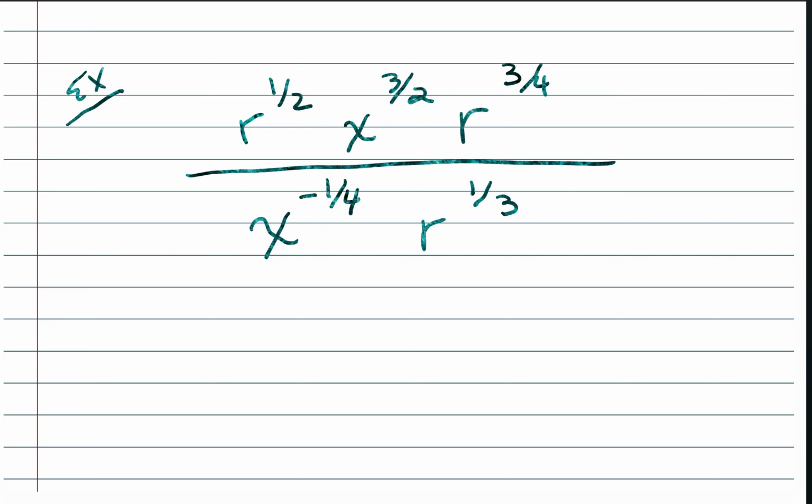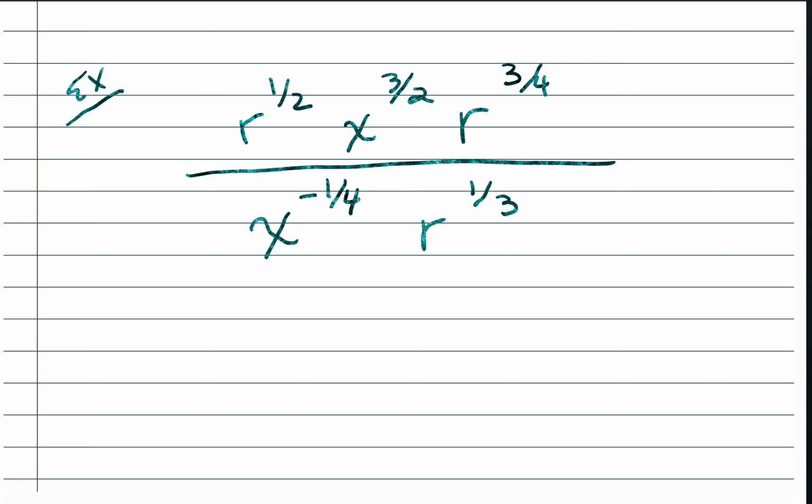So let's take a look at this next problem. We have r to the 1/2 times x to the 3/2 times r to the 3/4 all over x to the negative 1/4 times r to the 1/3. All right, so we just have to remember properties of exponents and what to do. When we have the same base, when we're multiplying, we add, right? And then when we have the same base, when we're dividing, we subtract, top exponent minus the bottom exponent.